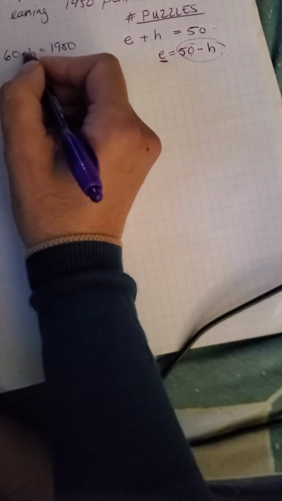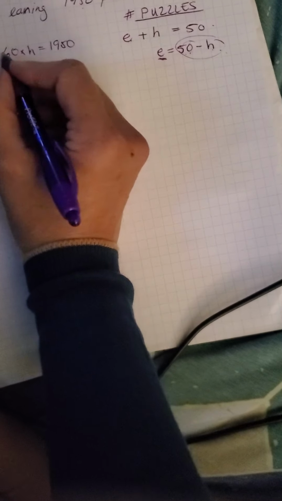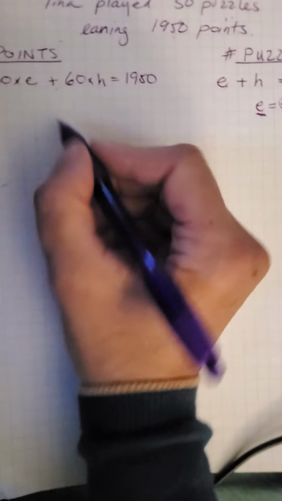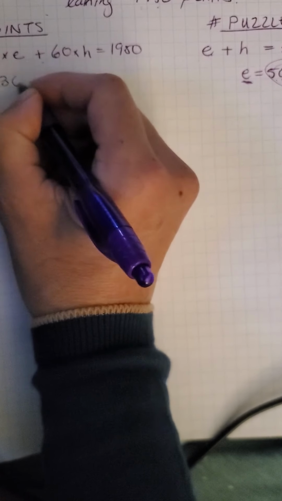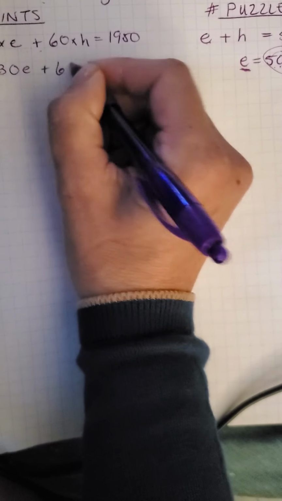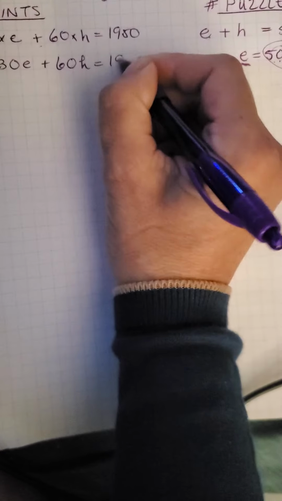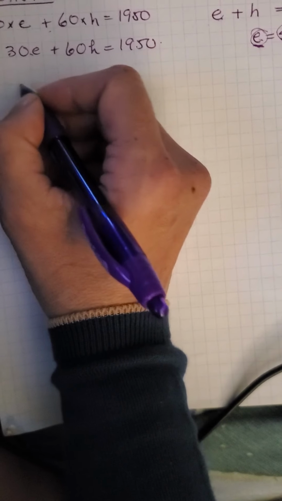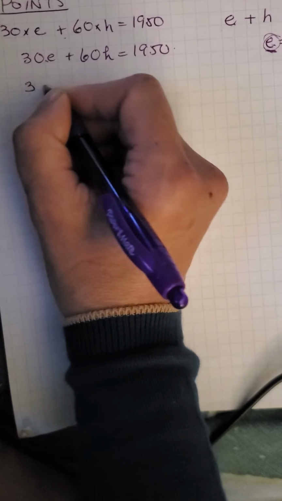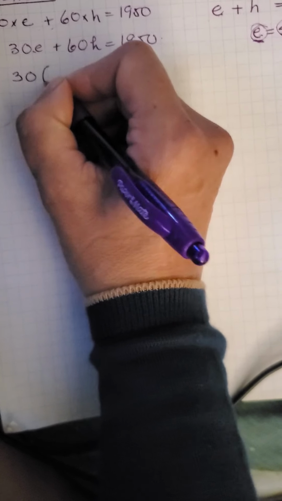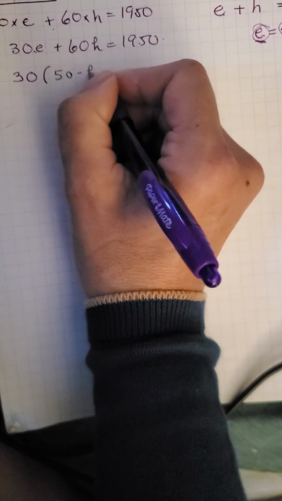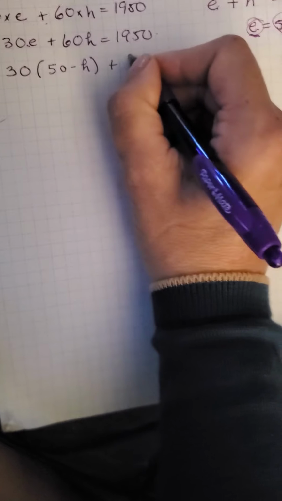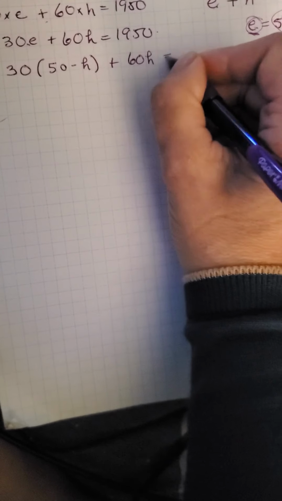I'm going to take the little multiplication signs out because it makes it a little bit easier. So basically what we have is 30e plus 60h equals 1950. And then we can take this e and substitute it back in here. So we can say 50 minus h. So we can say 30, and put this in brackets, the 50 minus h, plus 60h equals 1950.